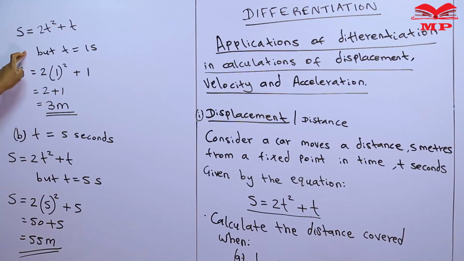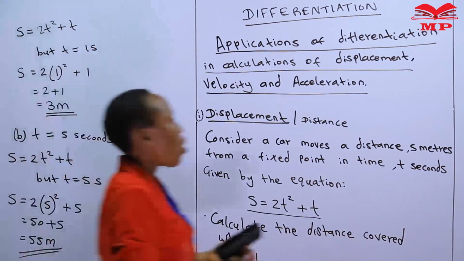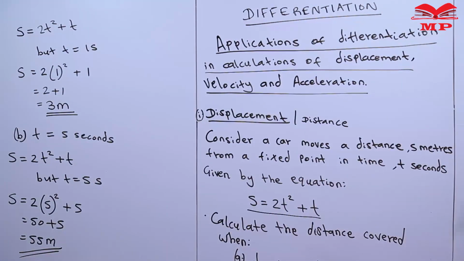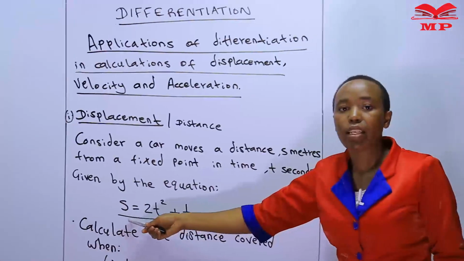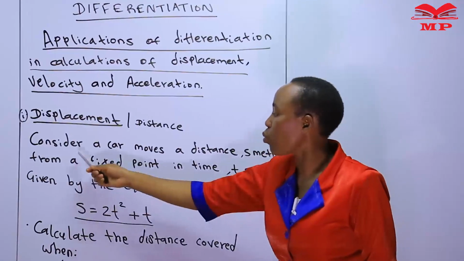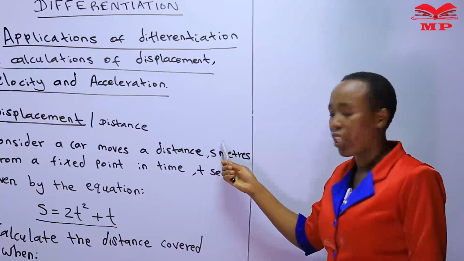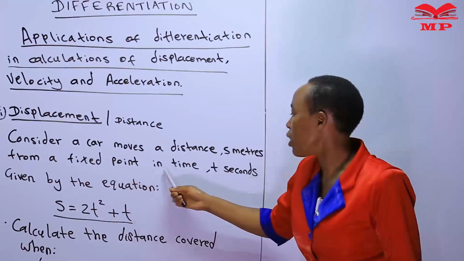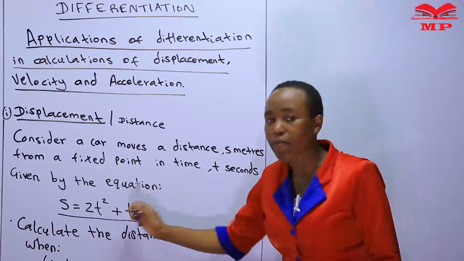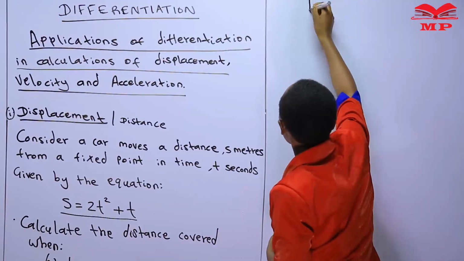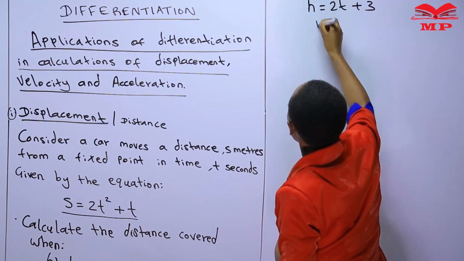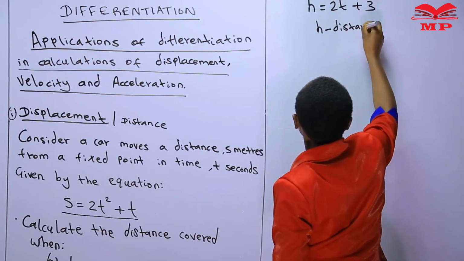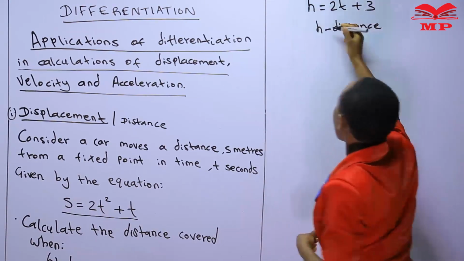And this is the distance covered when the time is 1 second. So that's how we calculate the distance or the displacement. You just need to have your equation for distance. Sometimes we may not have s. You may be told to consider a car moving at a distance h, for a fixed point in time t seconds, and you are given the equation in the form of h. For example, h is equal to 2t plus 3, and you are told that h is the distance.